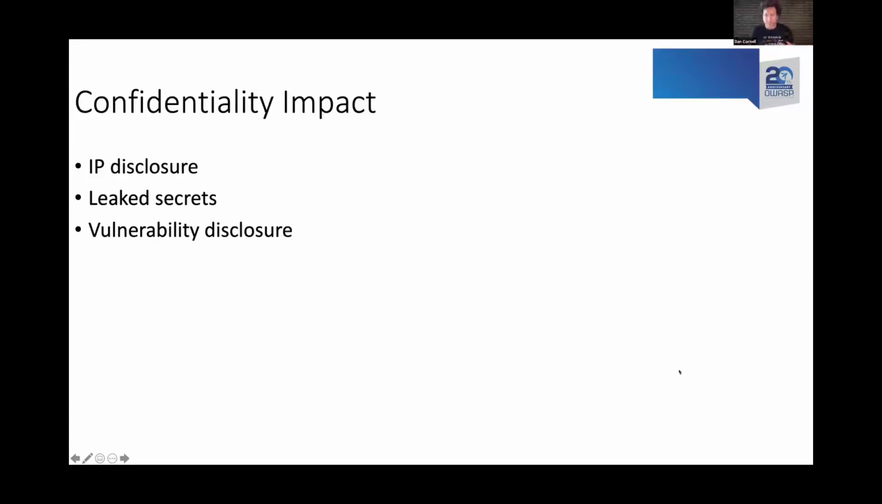Obviously in the build process, you're going to have secrets used for signing things and so on and so forth. And if your source code is exposed, that puts you at risk for vulnerability disclosure. Vulnerability data is not typically subject to regulation, but it is obviously high value and sensitive information that no one wants to let outside of their walls in an uncontrolled manner.